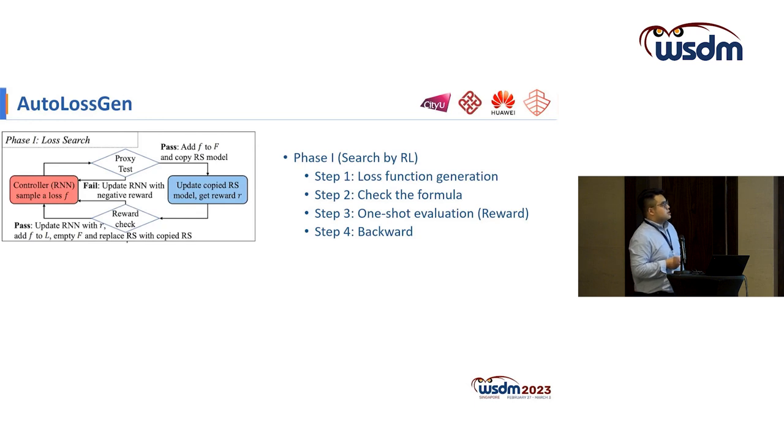And then the generated loss functions are evaluated by one-shot training. That's to say, we have an original recommender system model, then we have the generated loss. We just update this recommender system model for one epoch, and we could get a reward. This reward is computed as the improvement of the one-shot training, and in the end, the RNN is updated in phase one.